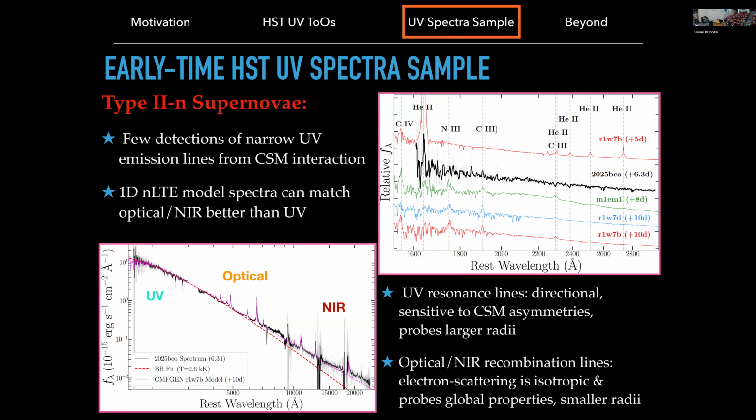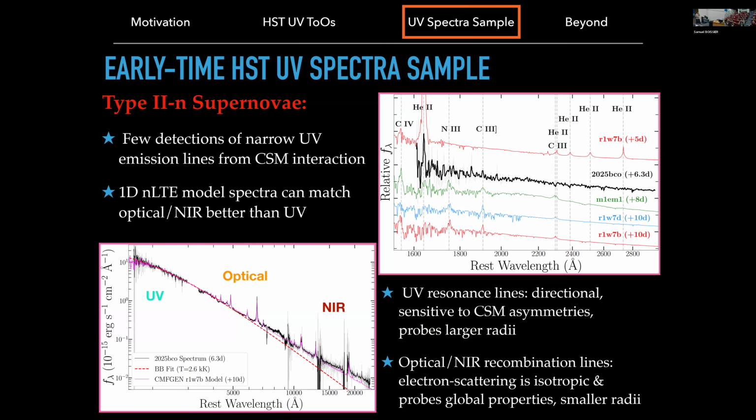These are objects that come from maybe unknown progenitors, but definitely massive stars that interact with a lot of circumstellar material. With this program, we were able to obtain some of the earliest type 2N UV spectra to date. And coupled with UV, optical, and near-IR, we have this really beautiful SED that can tell us about the properties of the emission lines that come from the shock power as the forward shock collides with dense circumstellar material.